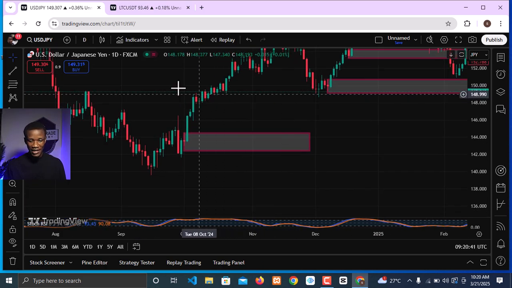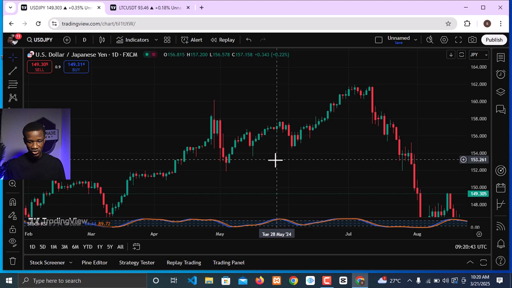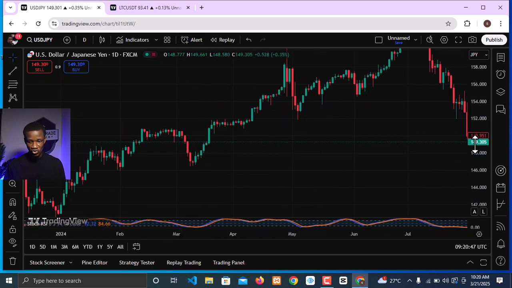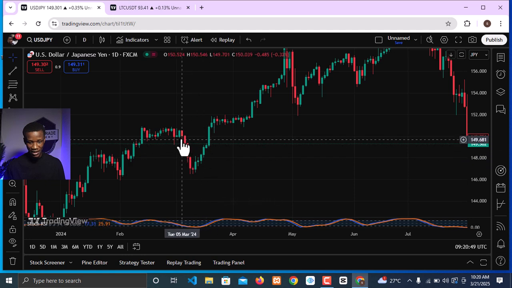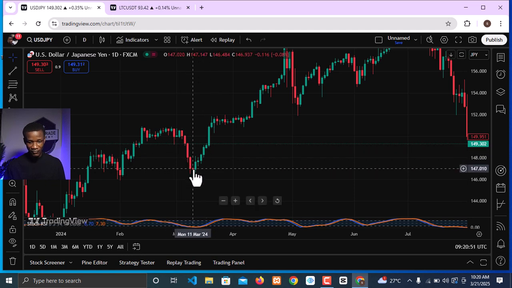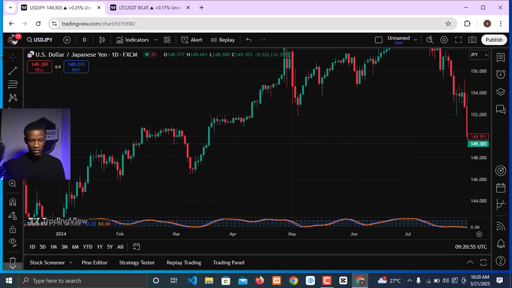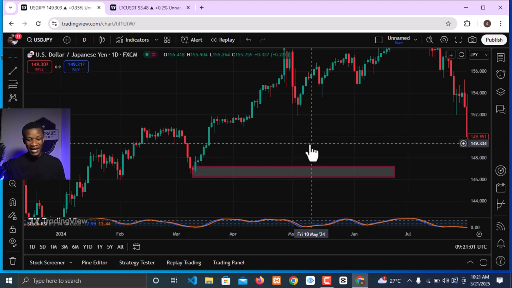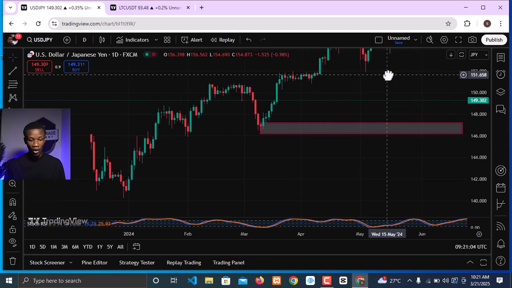If you continue to identify this on your price action, from this point you discover that this is a very strong order block right here. From here the market dropped, and after this bear candle we have a bullish expansion. So this is another order block at this point. So the first thing is the identification of your order block.